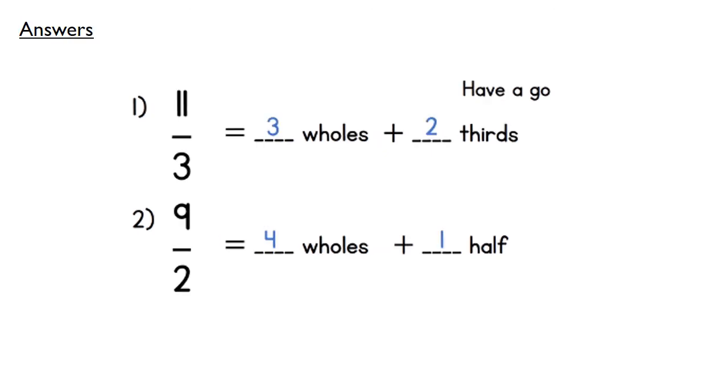Right, here are your answers. So number 1, 11/3 is equivalent to 3 wholes and 2/3. And number 2, 9/2 is the same as 4 wholes and 1/2. Now, if you do your drawings, it is much easier and you can very clearly see how this works. If you've managed to do it without drawing, then brilliant, well done.